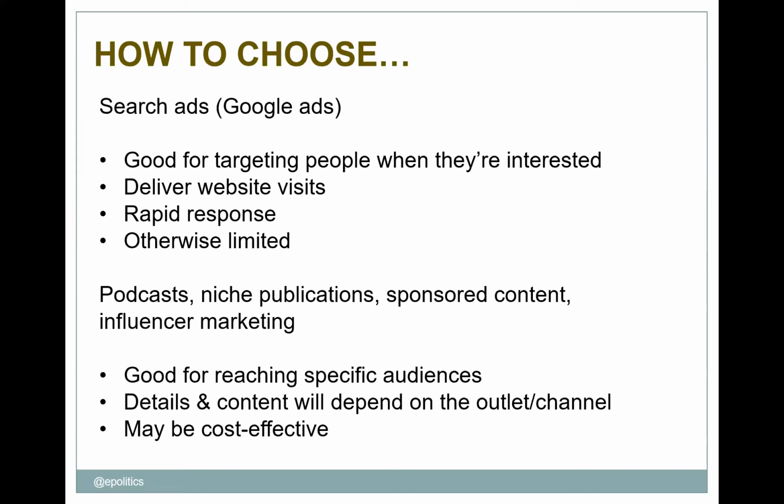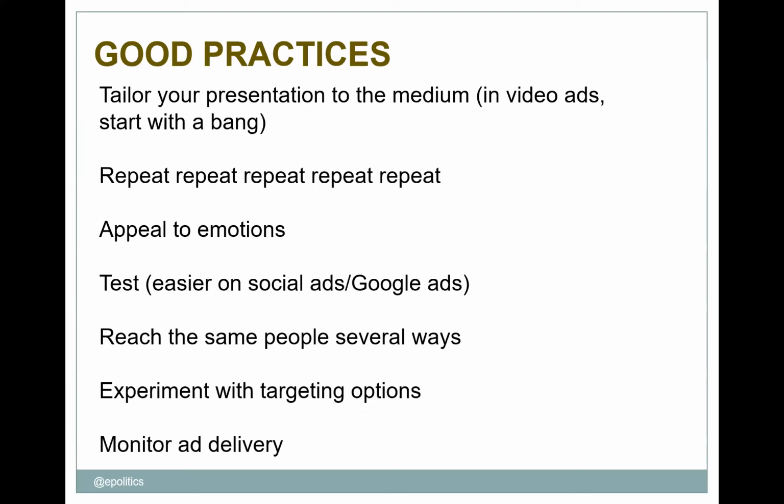And then with podcasts and niche publications, specific audiences, the details in the content will depend on the outlet channel. Some of the systems that are out there now, sponsored content is getting packaged in more standardized formats. So it's getting a little easier to buy, like programmatic ads, but we'll see how that works in practice. They may be quite cost effective. It really depends on the publication. The podcaster may be happy to get $7 and a quarter. Who knows, right? But these are some things to look at. And again, it's largely outlet by outlet. Influencer marketing similarly.